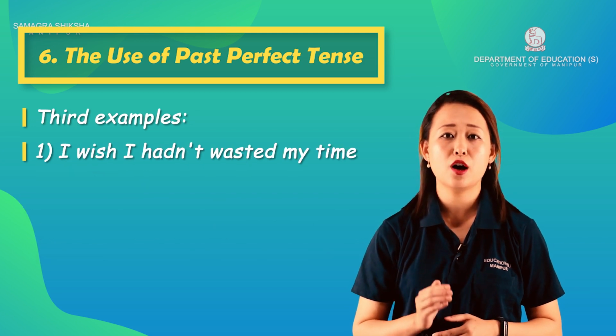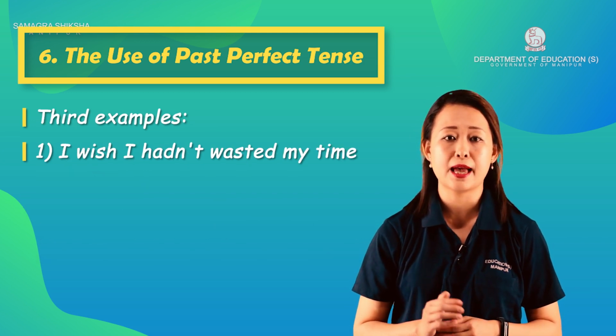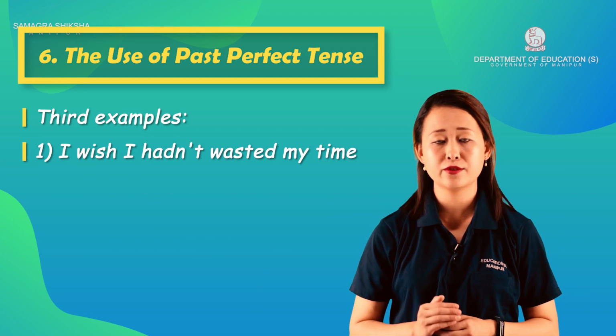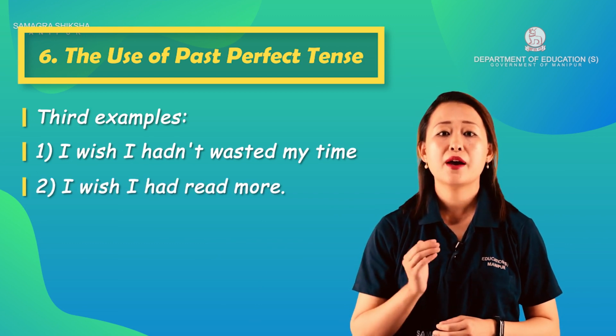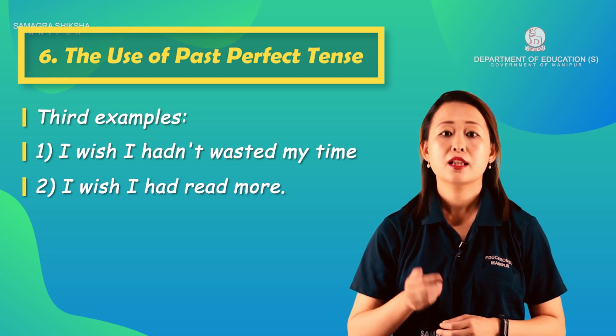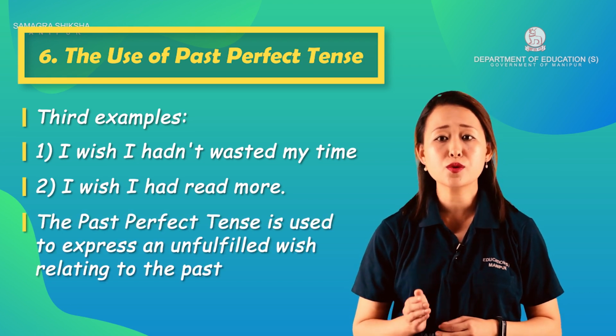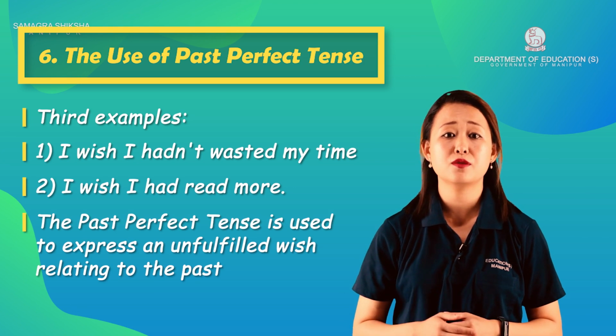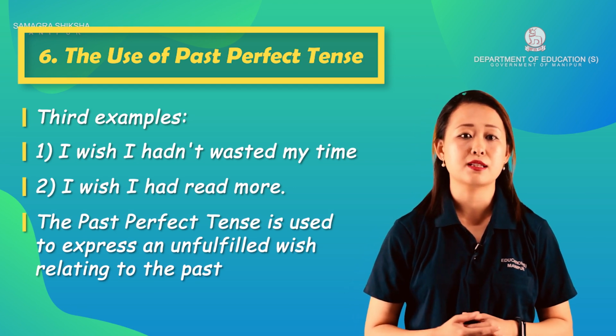Thirdly, the use of the past perfect tense. Example, I wish I hadn't wasted my time. I wish I had read more. In these actions, the past perfect tense is used to express an unfulfilled wish relating to the past.